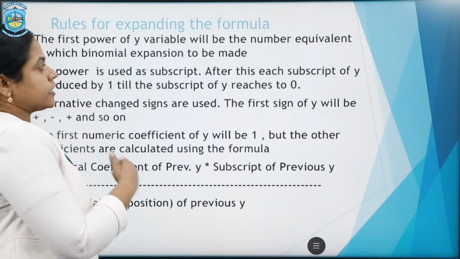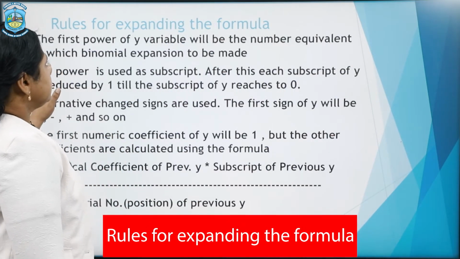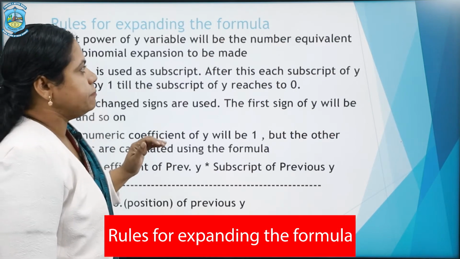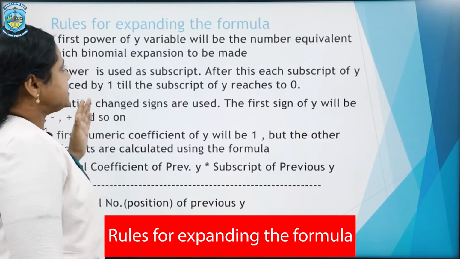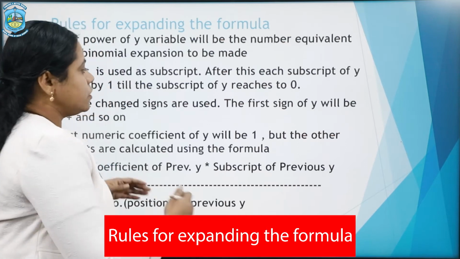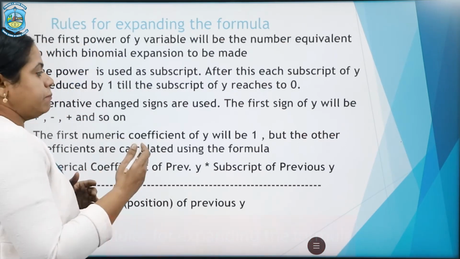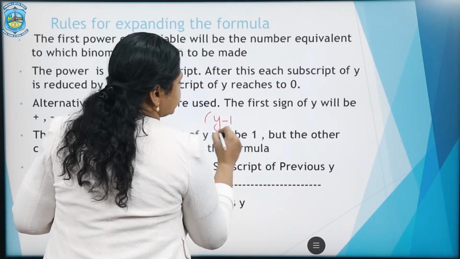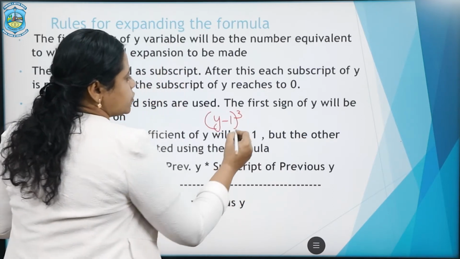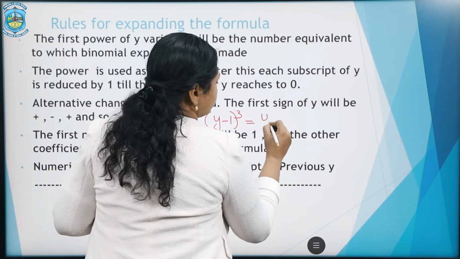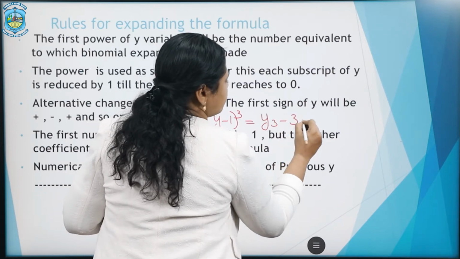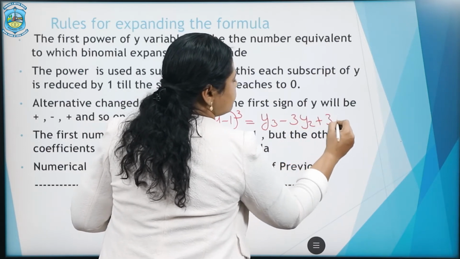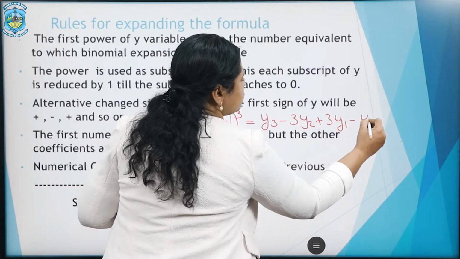Let's see the rules for expanding the formula. The first power of the y variable will be the number to which the binomial expansion is to be made. Let's understand it with the help of one formula. Suppose I am expanding (y minus 1) raised to 3. You know the expansion of this one: y3 minus 3y2 plus 3y1 minus y0.